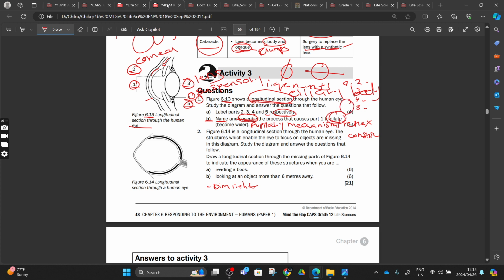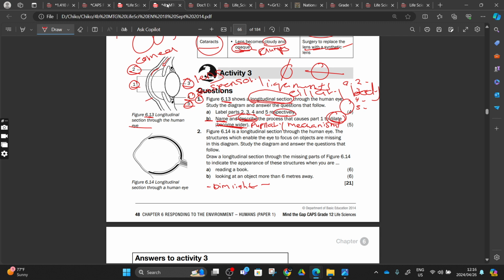We talked about this terminology. To dilate is to become big, or wide. They also gave you the explanation here: becomes wider, right? Then we will say dim light, and in a dim light you are going to talk about, it's 5 marks there, 1 for naming the process, and then 4 for the explanation, right?